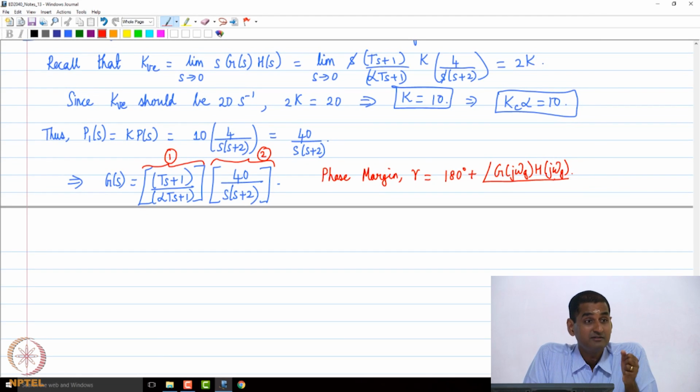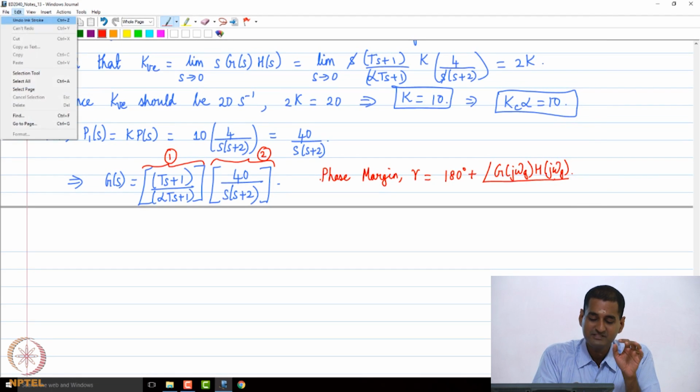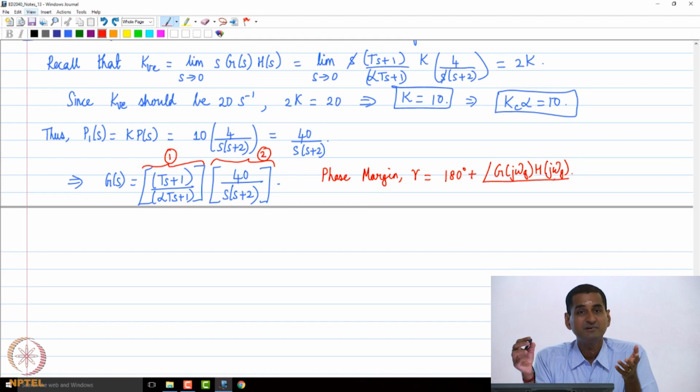right, but the question is by how much should I increase the phase margin. For that I should figure out the contribution of 40 divided by S times (S + 2) to the phase margin. Suppose I do not have any compensation, what is the phase margin of the uncompensated system? How do I find that? I essentially find the phase margin which I will get if I just consider 40 divided by S times (S + 2). So that is what we are going to do now.